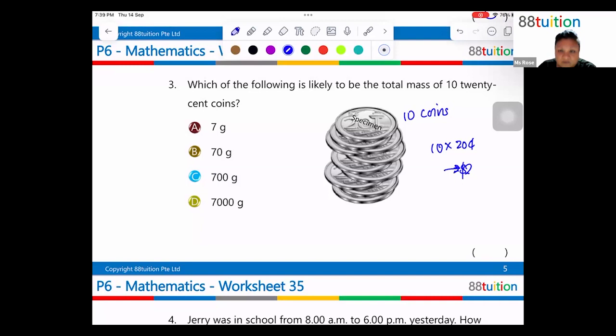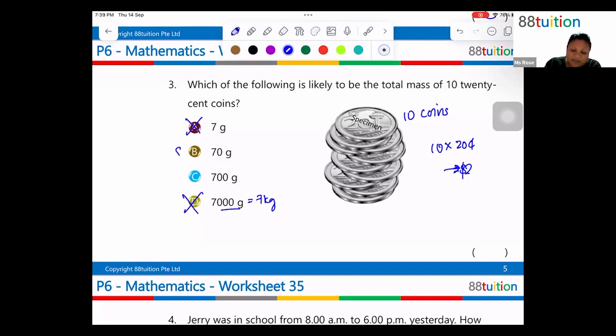Okay, so the value is $2. Imagine you have $2 in your pocket and it weighs 7,000 grams. 7,000 grams is the same as 7 kg. Do you know how heavy 7 kg is? Okay, so this option is not possible, and 7 grams is just too light.